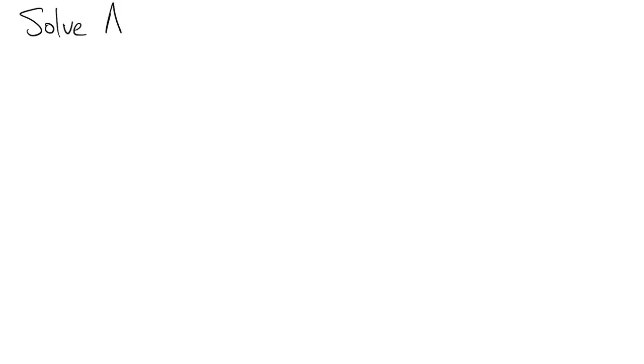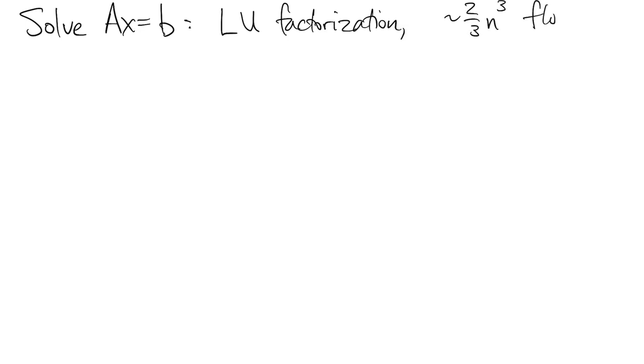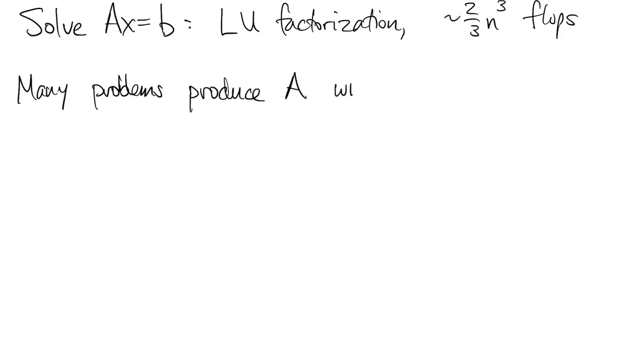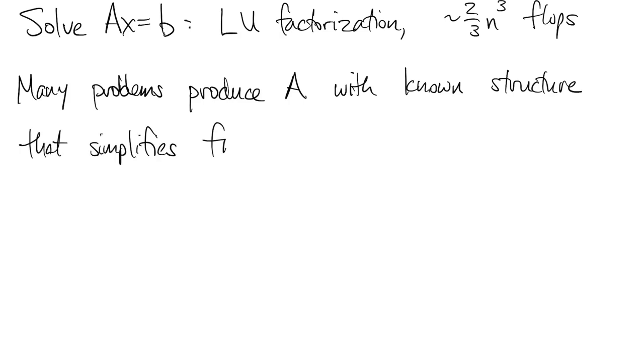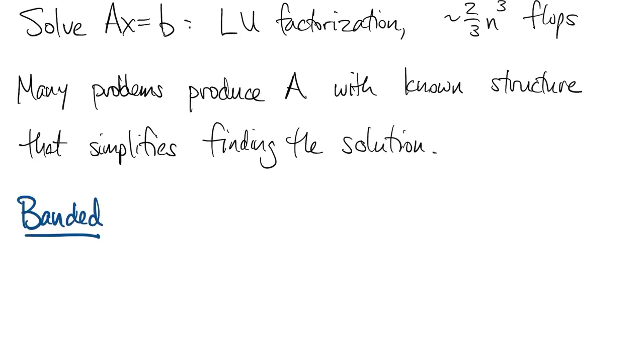So if we have to solve a linear system of equations, then we can apply LU factorization or PLU factorization, which takes 2/3 n cubed flops for an n by n matrix. Now, if that's all you know, that's what you have to do, but many problems come with some known structure that can simplify finding the solution. One of those structures is bandedness.